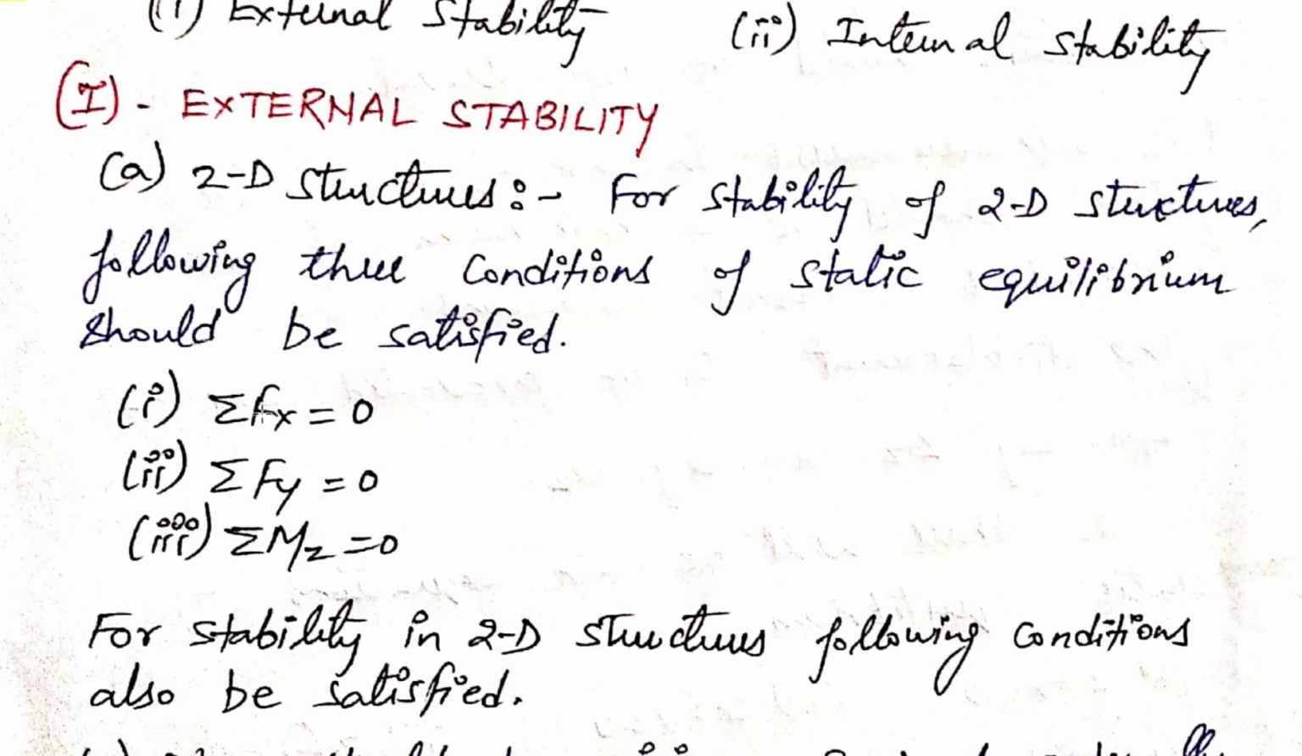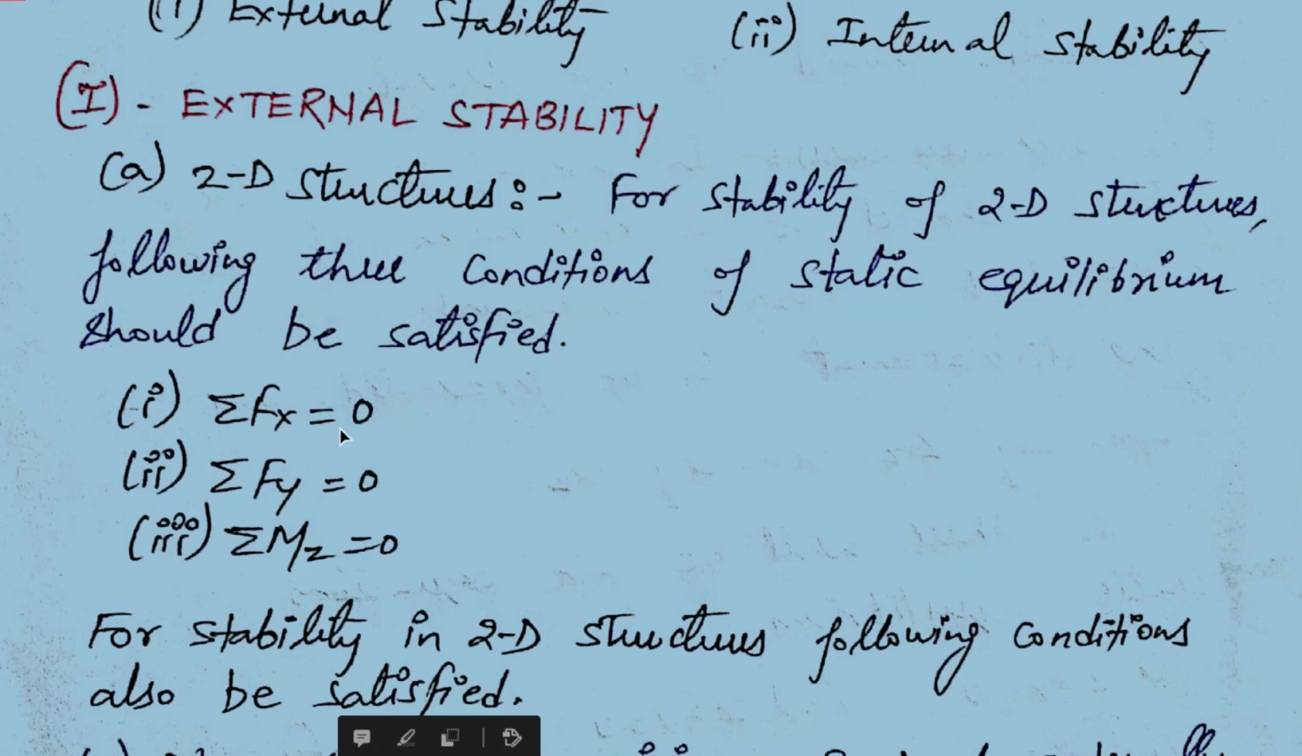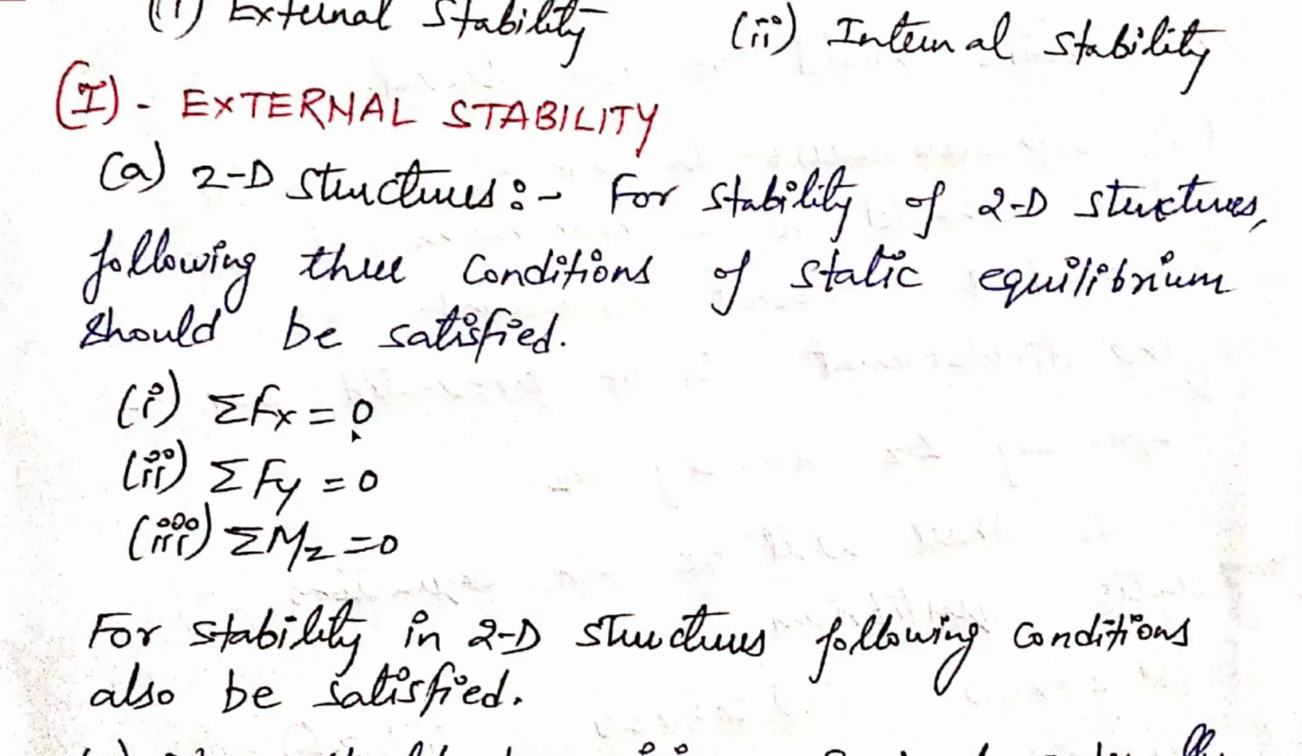That is, summation of Fx is equal to 0, summation of Fy is equal to 0, and summation of Mz is equal to 0. Summation of Fx equal to 0 means preventing deflection in the x direction. Summation of Fy equal to 0 means preventing deflection in the y direction. Similarly, summation of Mz equal to 0 means preventing rotation about the z direction.